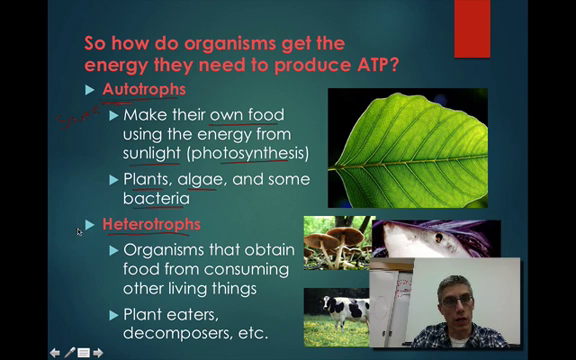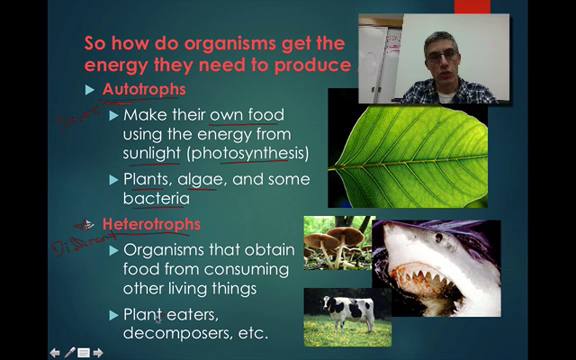Now the heterotrophs, on the other hand. Hetero means different, which means that we have organisms that obtain food from consuming other living things. So we are considered a type of heterotroph. We cannot go outside and photosynthesize. We don't have the right parts. So again, hetero means different, which means that we need a different organism to provide us with our energy. So the plant eaters would fall into this category, decomposers would fall into this category, and of course the shark that you see on the right hand side, which is a carnivore, definitely falls into the category of a heterotroph.